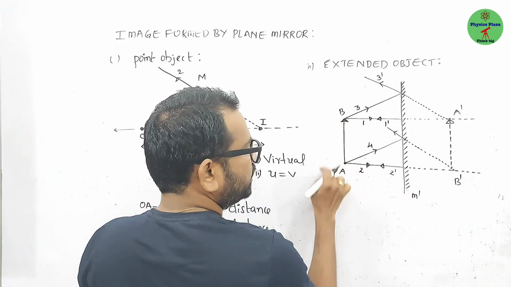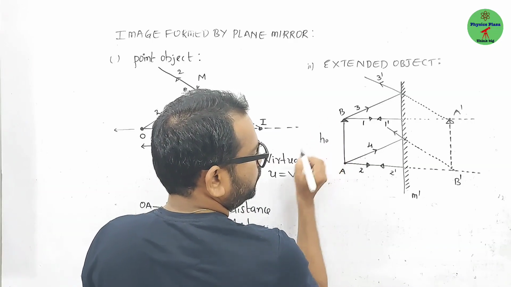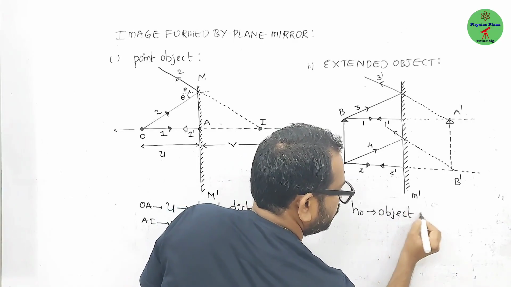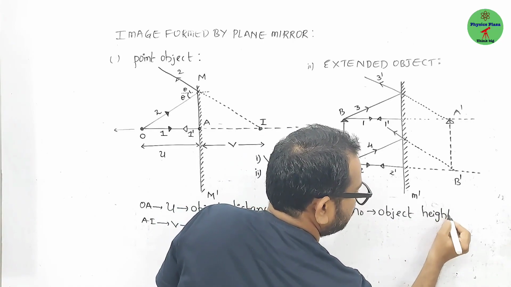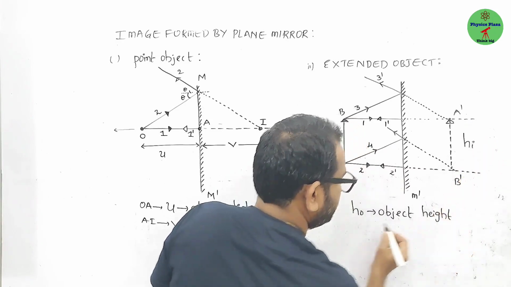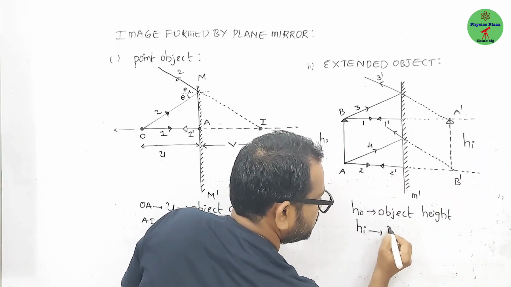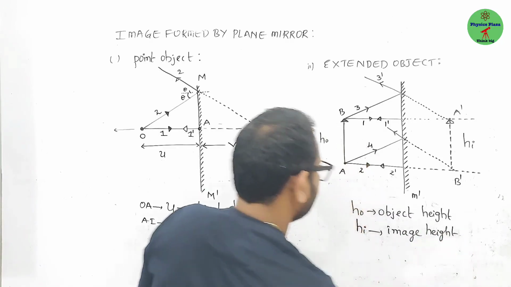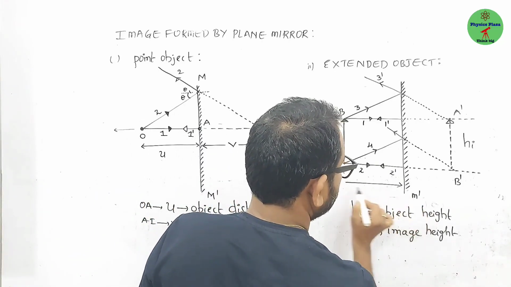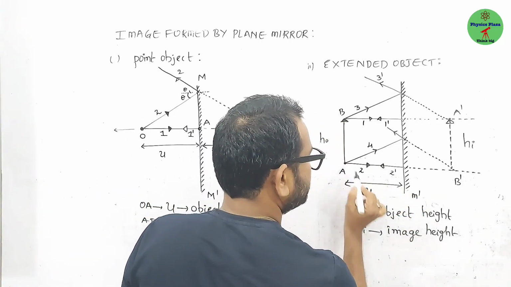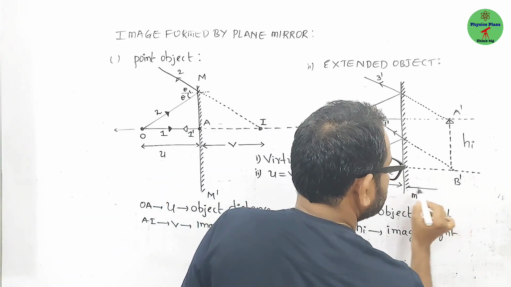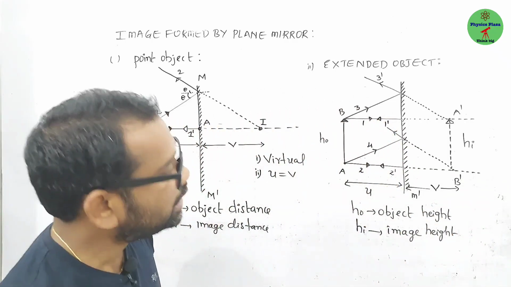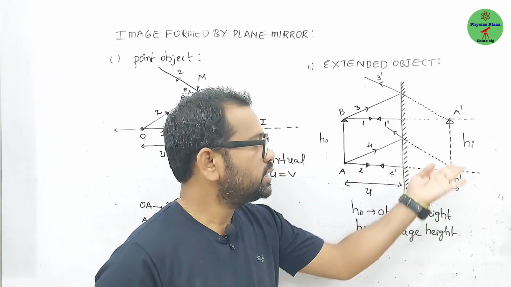For example, let the height of AB be HO. Children, here HO is the object height. Then HI is the image height. These terms are very important, children. Then what about U and V? Object distance: the distance between the mirror and the object is called object distance, whereas the distance between the mirror and the image is called image distance.